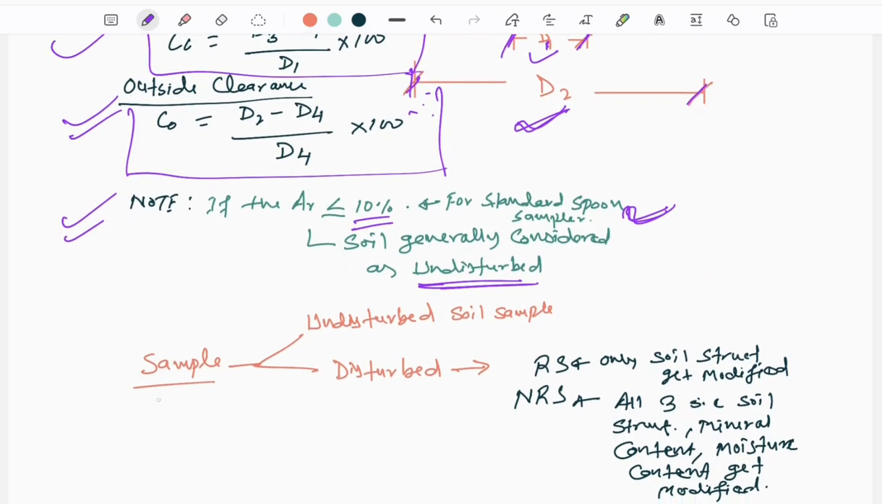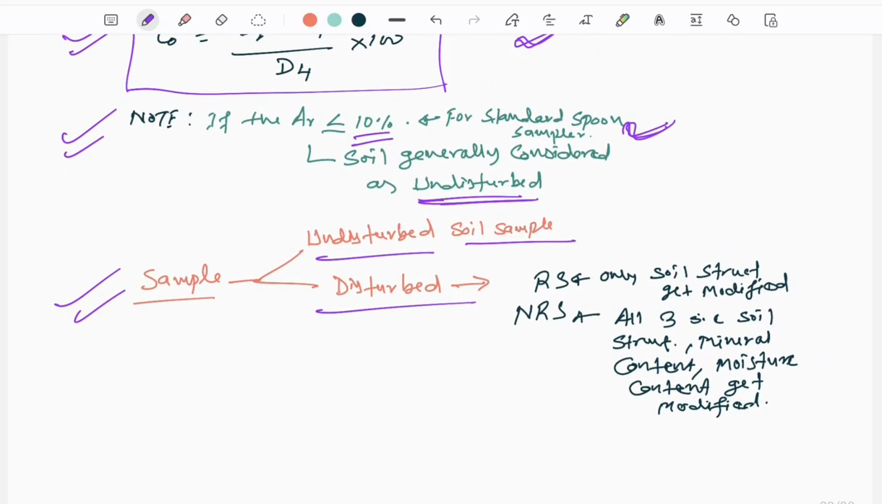So there are two types of soil sample. One is called an undisturbed soil sample, other is called a disturbed soil sample. Disturbed soil sample is again classified as representative sample and non-representative sample. In a representative sample, only the soil structure gets modified and other things remain the same. But in a non-representative sample, all three, that is structure, mineral content and moisture content, get modified. So this is called a non-representative sample.